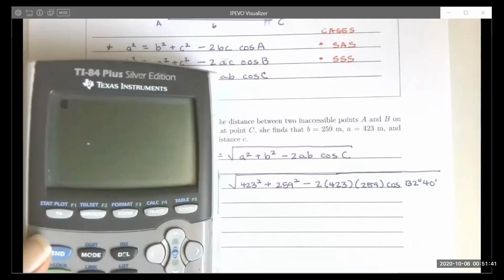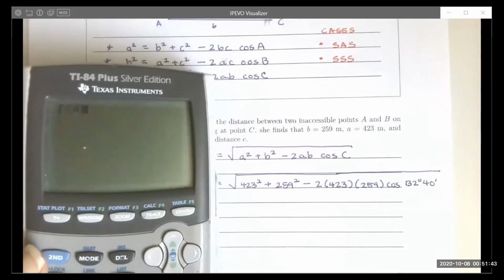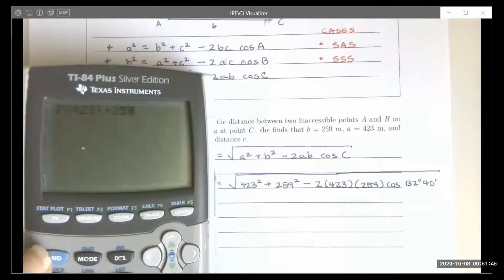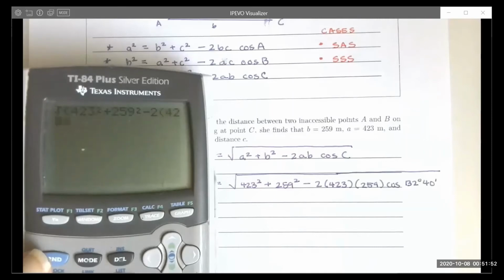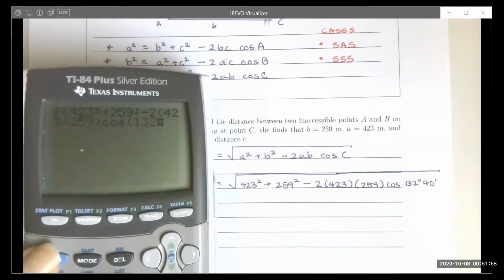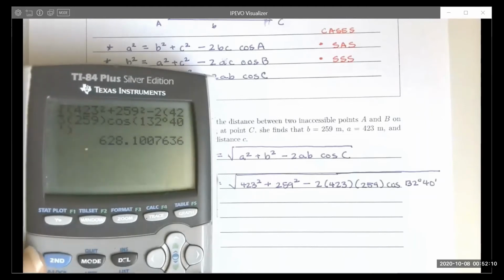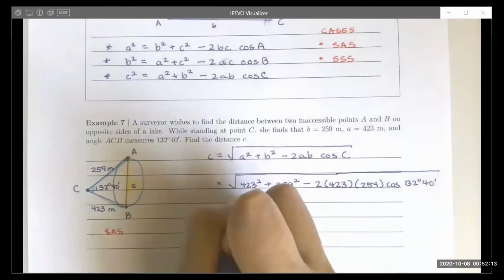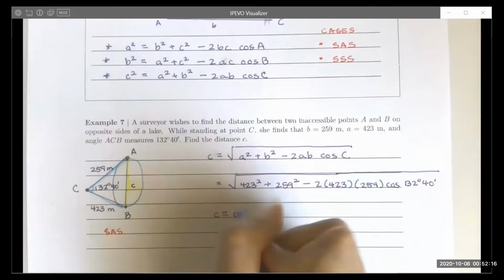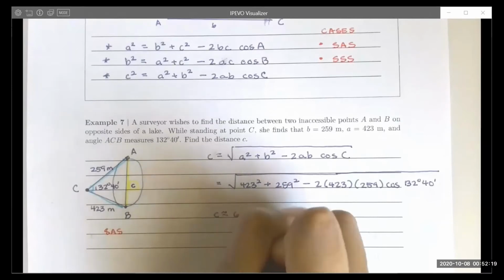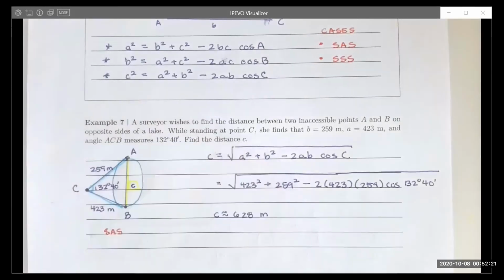Now we punch it into the calculator. We'll get 423 squared plus 259 squared minus 2 times 423 times 259 times cosine of 132 degrees and 40 minutes. So we get approximately 628. I'm going to round to the nearest whole number because the distance was given to the nearest whole number. So 628 meters.